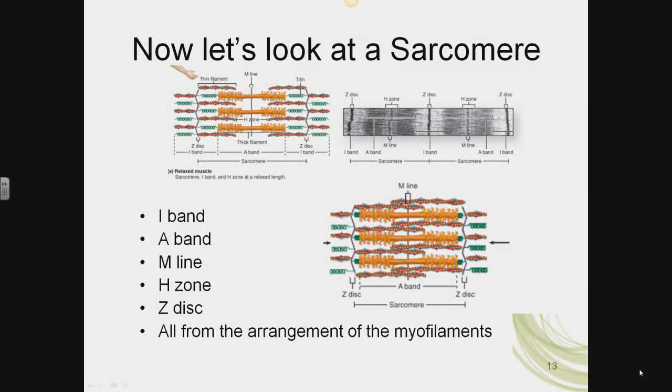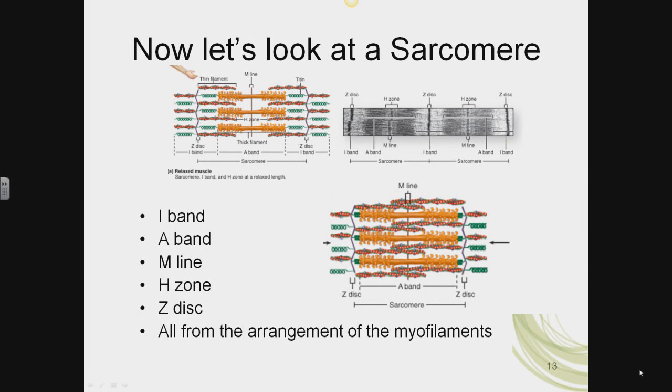Let's now look at the organization of a sarcomere. A sarcomere is the functional contractile unit of a skeletal muscle fiber. And remember, a muscle fiber refers to a single muscle cell. A sarcomere is defined as the distance from one Z-disc to the next adjacent Z-disc. And myofibrils contain multiple Z-discs. Thus, there are numerous sarcomeres in each myofibril.